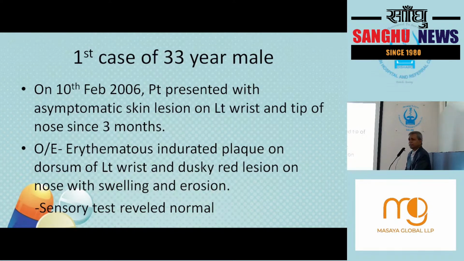So I will be discussing a few of the clinical pictures of the patients. In 2006, I diagnosed the first case of CL. A 33-year-old male presented with an asymptomatic skin lesion on the left wrist and tip of the nose for 3 months. He has a history of erythematous indurated plaque on the dorsum.